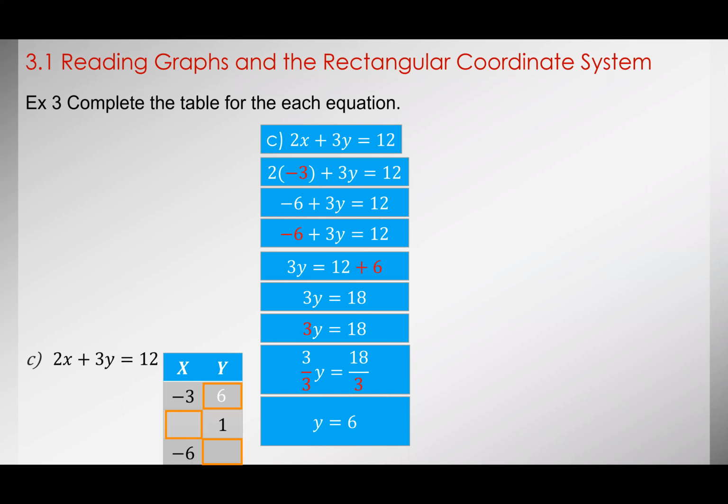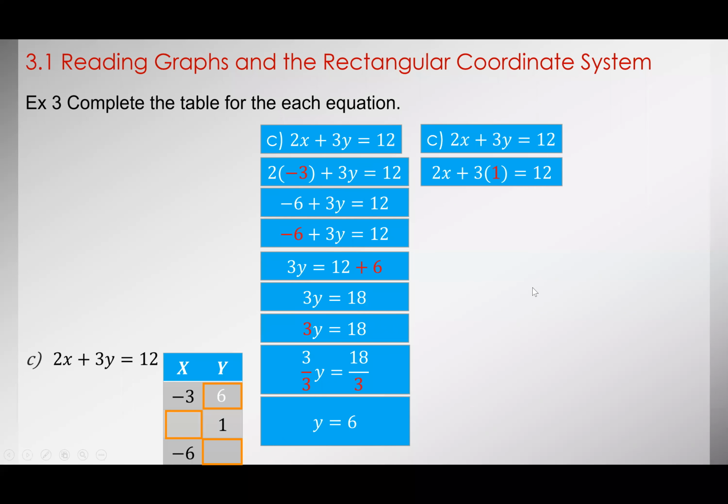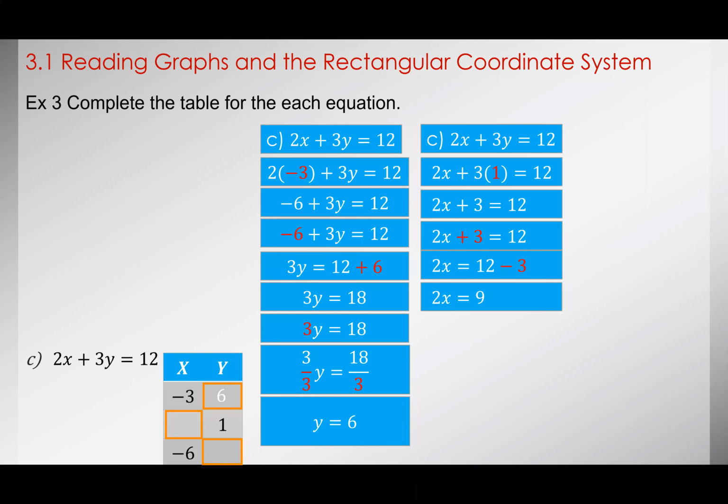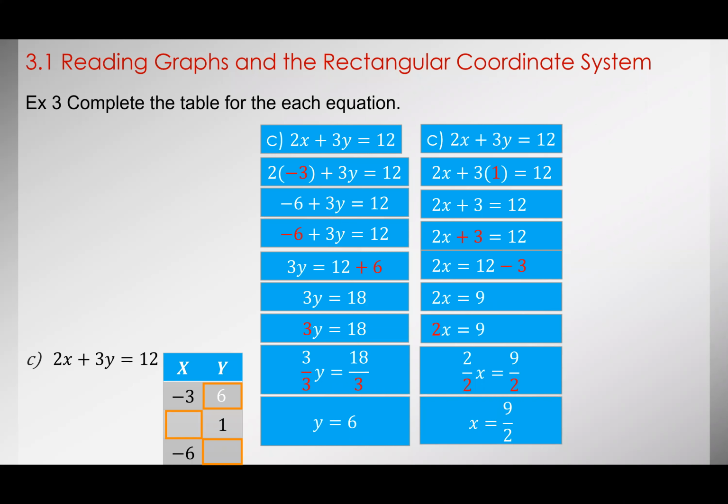And if I plug in 1 for y, like I say, the hardest thing is to make sure you plug the right number for the right corresponding letter. So I plug in 1 for y, I have 3 times 1, which is still 3. And then I want to get rid of this 3. To get rid of this 3, I need to subtract to give me 2x equal to 9. And how do I get rid of the 2? I need to divide, and 9 divided by 2 is just 9 over 2, or 4.5. And again, that is my answer, 9 over 2, or 4.5 is fine.